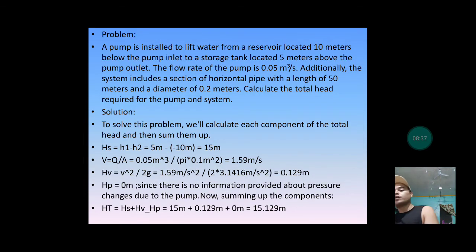Okay, so problem number 1. A pump is installed to lift water from a reservoir located 10 meters below the pump inlet to a storage tank located 5 meters above the pump outlet. So the reservoir is 10 meters below the pump, and the storage tank is located 5 meters above the pump. The flow rate of the pump is 0.05 cubic meter per second. Additionally, the system includes a section of horizontal pipe with a length of 50 meters and a diameter of 0.2 meters. Calculate the total head required for the pump and system.